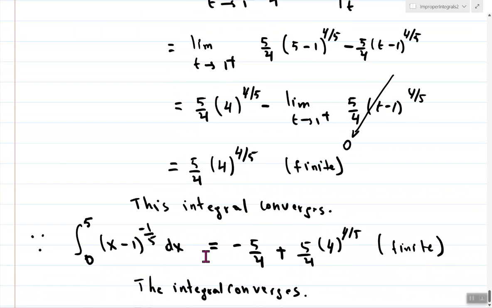So therefore, the original integral from 0 to 5 of quantity x minus 1 raised to negative 1 over 5 dx is the first answer plus the second answer. But these are numbers, so they are finite numbers. So we say the integral converges.